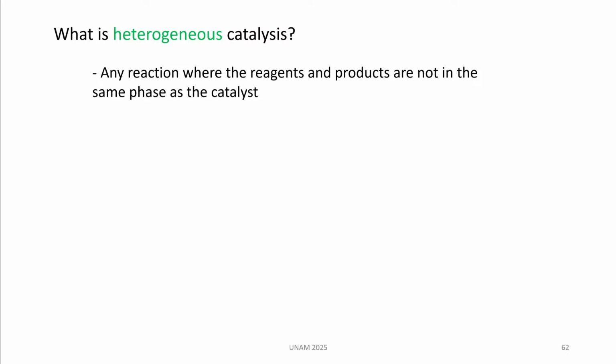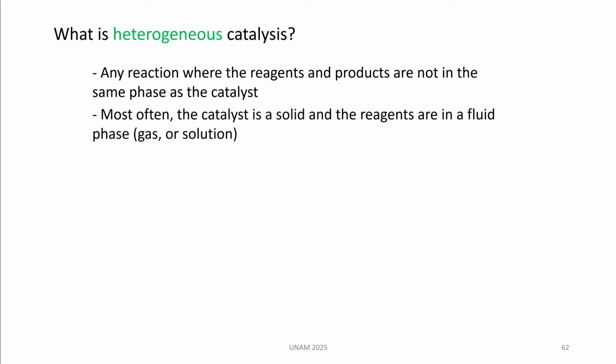So now, this was in general what catalysis is. Now, what is heterogeneous catalysis? Well, heterogeneous refers to the existence of two phases. That's when the catalyst is in a different phase from the reagents. Most often, you have a situation where the catalyst is a solid, and especially a mineral species. And the reagents are either in the gas phase or in the liquid phase, in solution.